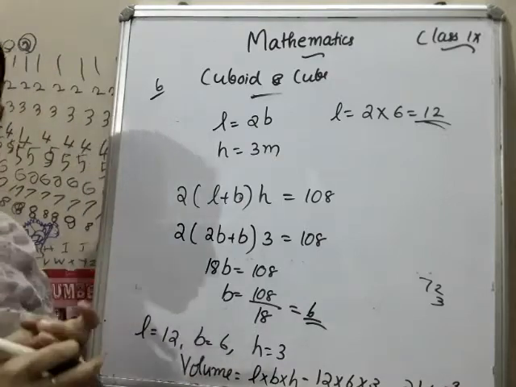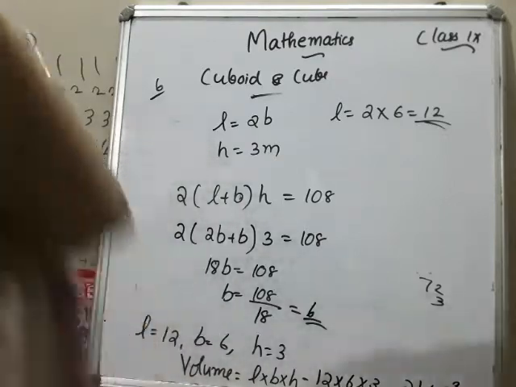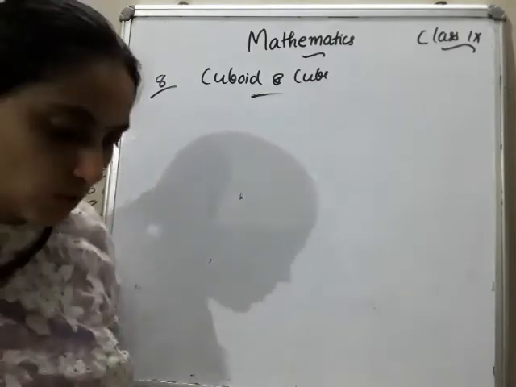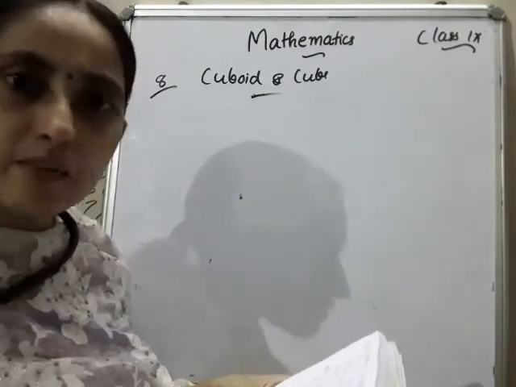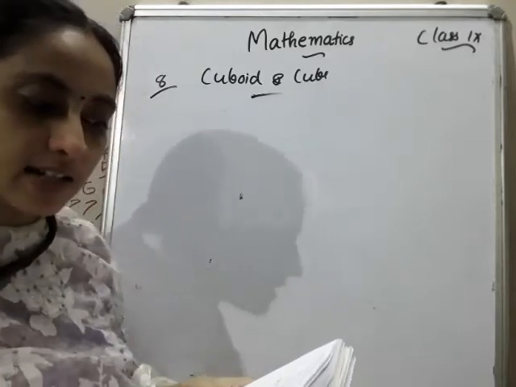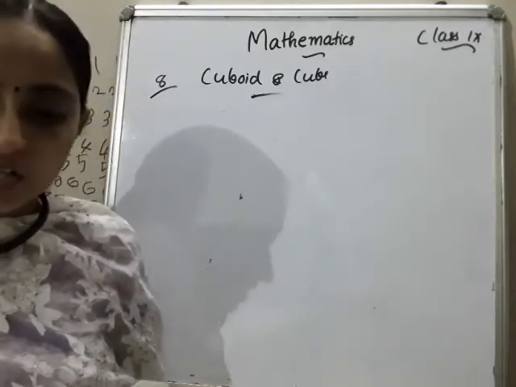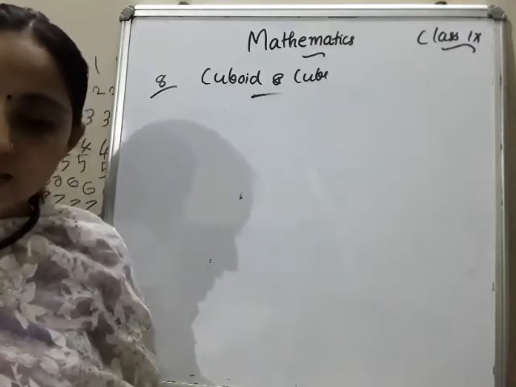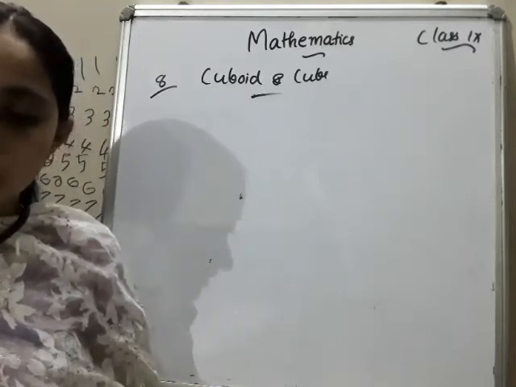Okay, hope you clear this question. We will move to the next one. Next one is in the same section, 8th question. The dimensions of a metallic cuboid are 100 centimeter, 80 centimeter and 64 centimeter. It is melted and recast into a cube. Find the surface area of the cube.